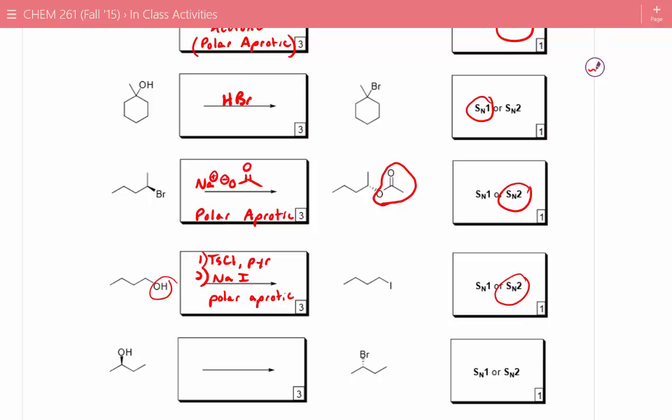All right, and then what do you think about the last one? Is it SN1 or SN2? SN2, we have an inversion of stereochemistry. So should we use HBr here? No, if we did HBr, we would scramble the stereochemistry. We only want our inverted product. We don't want two different products out. So in this case, again, we could use tosyl chloride, pyridine. And then what about our second step? Yeah, sodium bromide and polar aprotic.